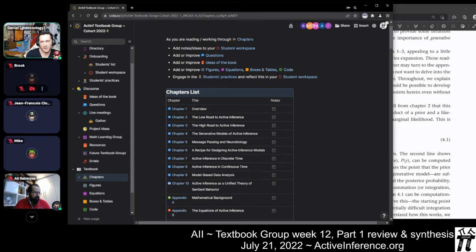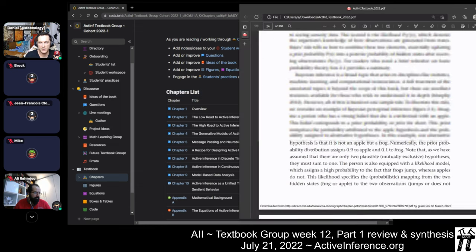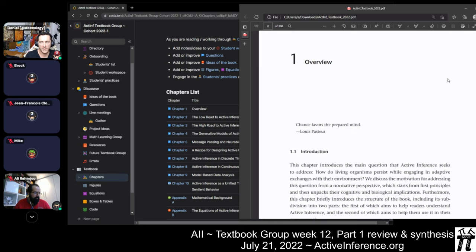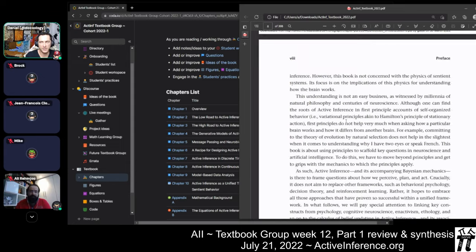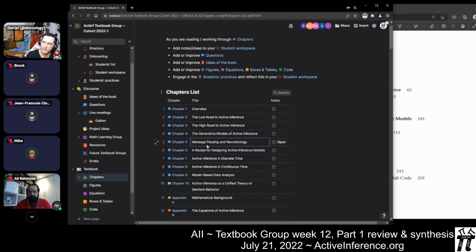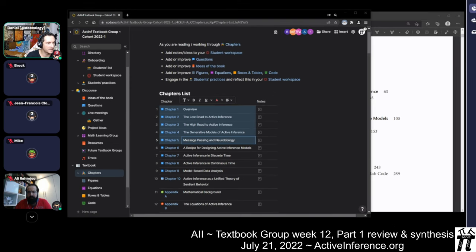Any more Section 1 overview thoughts? Chapters 1 through 5 and the framing of the book being that the first 5 chapters are more focused on the conceptual background and the second 5 chapters are going to be starting with a recipe for designing the ActInf models and getting more into the modeling itself. So any Section 1 through 5 commentary?